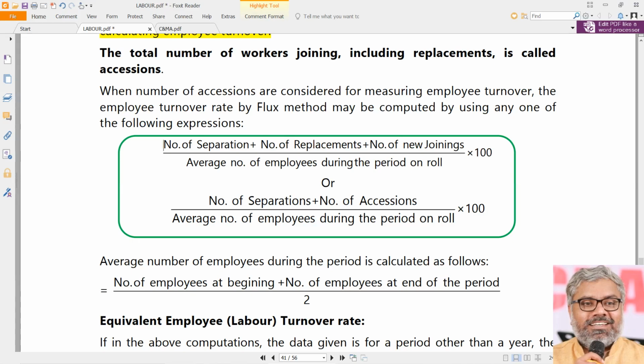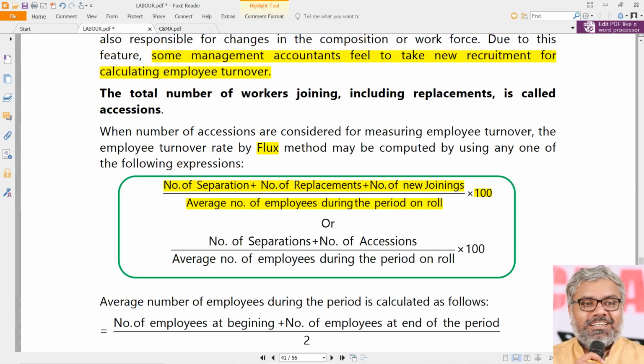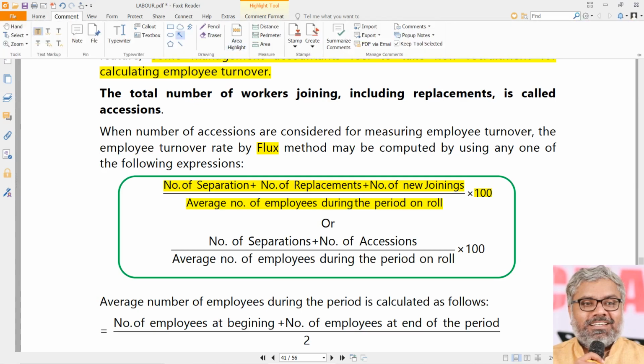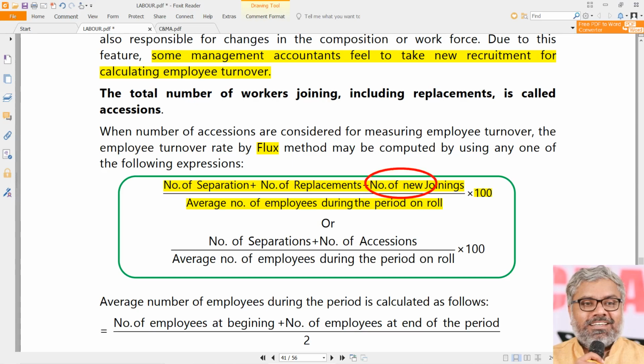Then how will it become? Number of separations plus number of replacements plus number of new joinings also will be taken in the numerator. So addition has happened here to the flux method naturally. Divided by the same, that is average number of employees, multiplied by 100. That will be done only when asked. Under flux method, if it is clearly asked in the question, then we will include the number of new joinings also. Otherwise, we don't include the number of new joinings. Normally, the flux method is about number of separations plus number of recruitments or replacements, we can say.